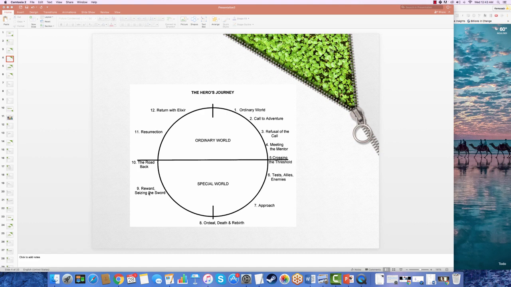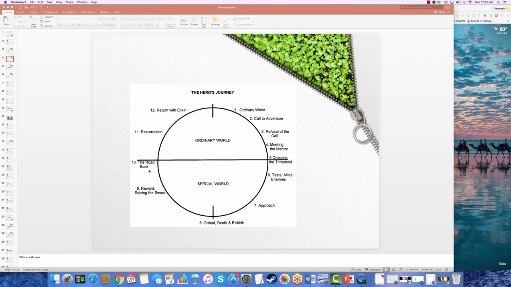And part of that trial, part of that reward is going to be brought back with them to the ordinary world, to where they were before they answered the call to adventure. So the call to adventure leads through all of these trials. They're reborn, they receive reward, and they start moving back to where they originally were.